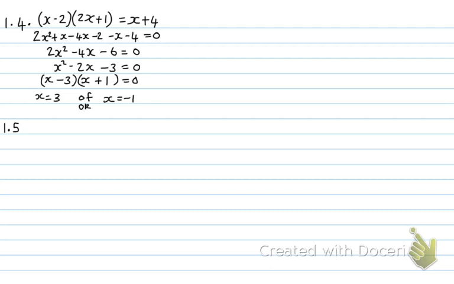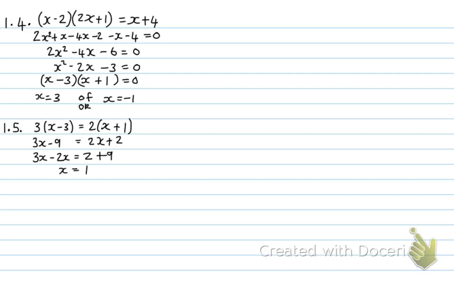Number 1.5. Okay, it is 3 and in brackets x minus 3 is equal to 2 and in brackets x plus 1. So then I multiply in: 3x minus 9 is equal to 2x plus 2. Now I have x's on both sides of the equation. So I take all the x's to the one side, 3x minus 2x, and all the numbers to the other side, 2 plus 9. 3x minus 2x is x and 2 plus 9 is 11. That's the answer.